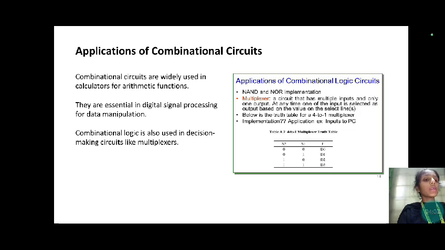A multiplexer is a circuit that has multiple inputs and only one output. At any time, one of the inputs is selected to the output based on the value on the select lines. Below is the truth table and implementation of a 4 to 1 multiplexer. Example application: input to PC.